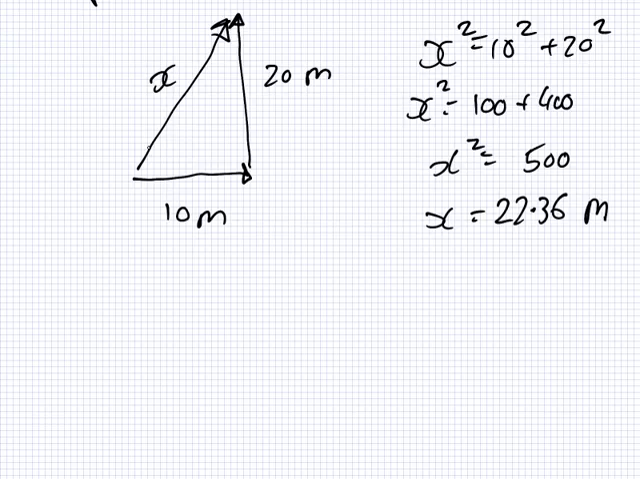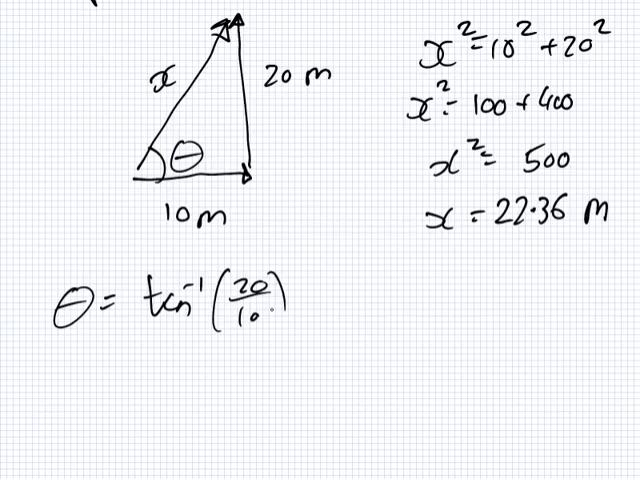Now time for the direction, the theta. So theta is tan inverse of 20 over 10, which works out to be 63.4 degrees. Magnitude, direction. Easy peasy. Okay, next one.